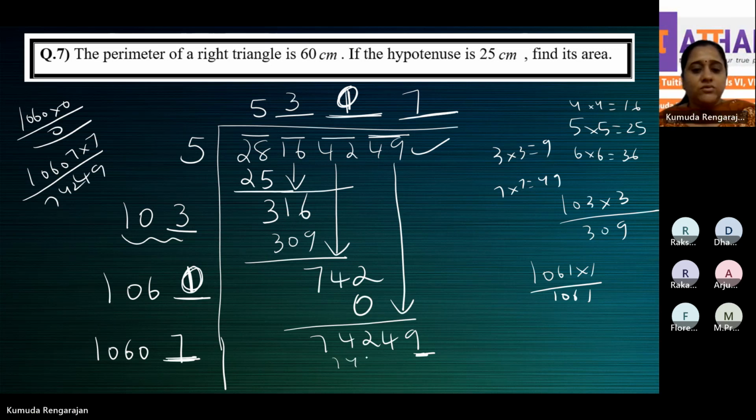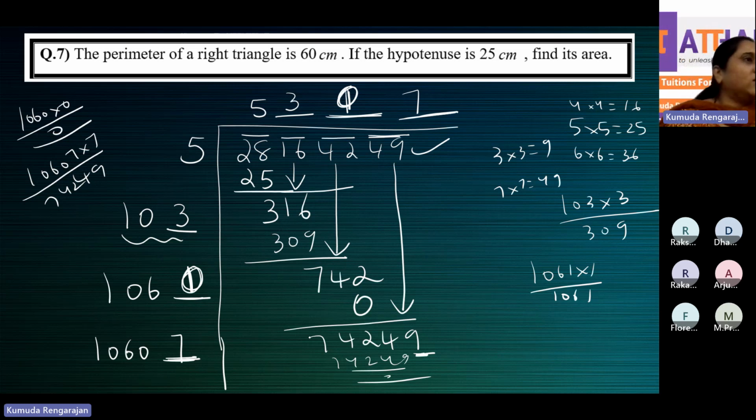74, 24 and 9. Remainder is 0. So the square root is 5307. So you should know this, children. You can use the calculator, put some number randomly like 9108 into 9108 and you'll get a product, right? You find the square root.